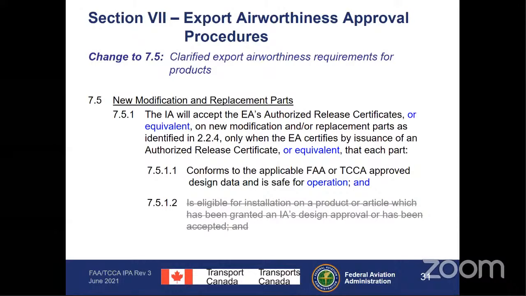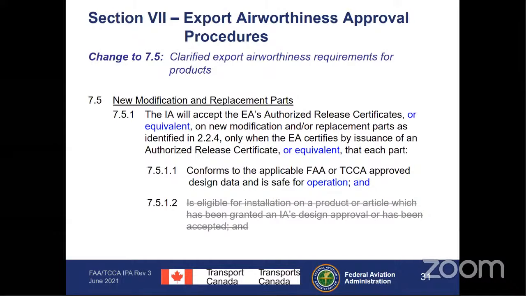The phrase "or equivalent to an authorized release certificate" is introduced to recognize the FAA Part 21 amendment, allowing the production approval holder to issue authorized release documents for export using FAA Form 8130-3. The term "safe for installation" found in Rev 2 is changed to read "safe for operation."